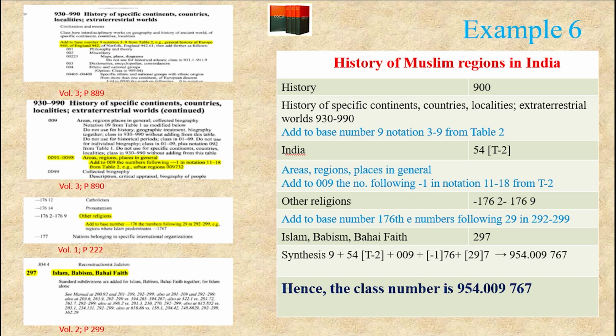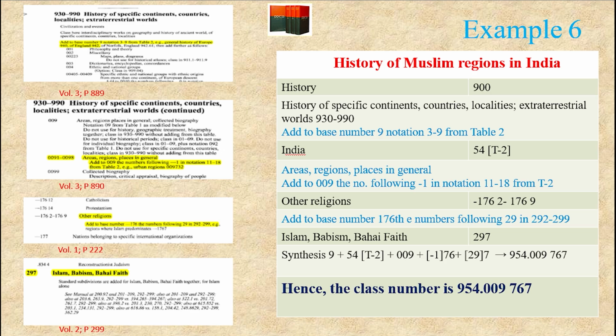So the next example, dear learner, is history of Muslim regions in India. It is another example to understand the class 900. Let's go through the steps systematically. Step 1, identify key elements. Here the main subject is history, then the geographic focus, that is India, then religious and cultural groups, here the cultural group is Muslims. Step 2, determine the main class. History falls under 900, history of Asia falls under 950, and history in India falls under 954. Here, history of specific continents, countries, localities, extended world 930-990. Here there is an instruction: add to base number 9 notation 3 to 9 from table 2.